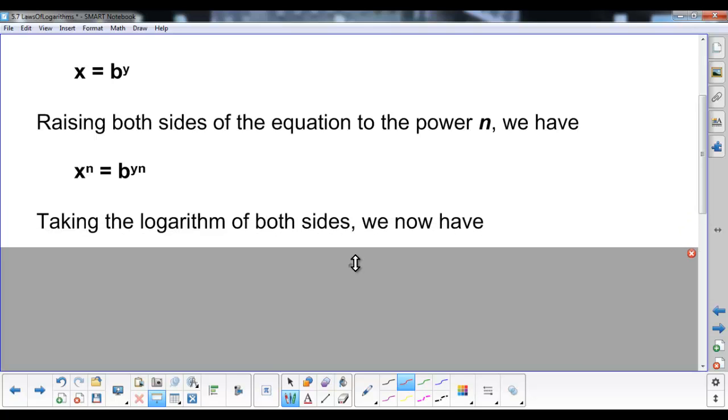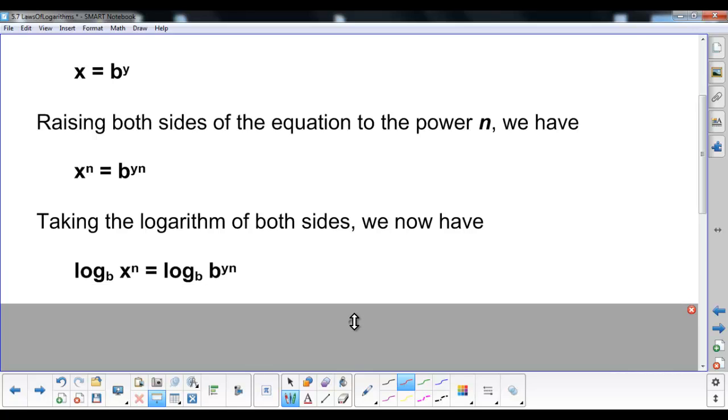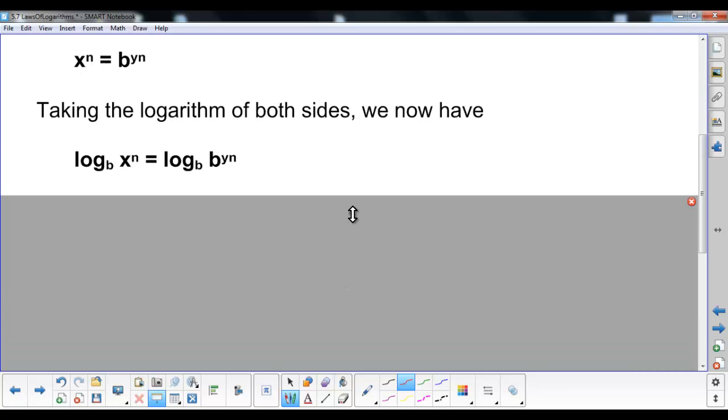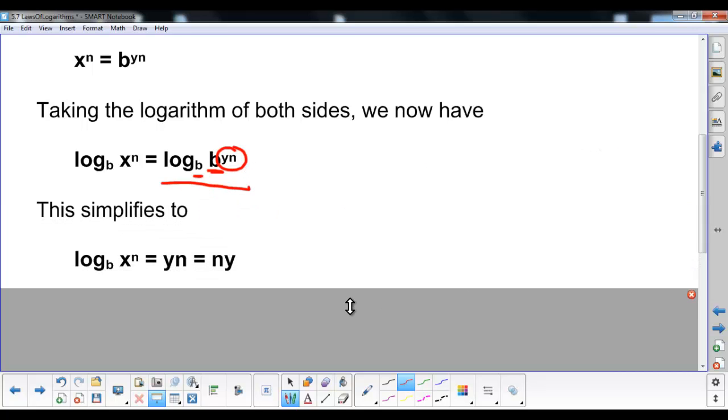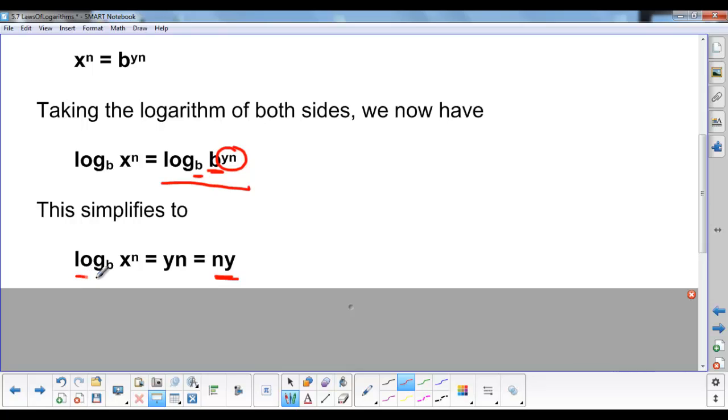Now we'll take the logarithm of both sides. So that'll look like log with base b, and our argument is still x to the power of n, and then log base b of b to the power of yn. Using the rules that we've learned in the last lesson, we can simplify the right side because the base of our argument is equal to the base of the logarithm. So our answer on the right side is just going to be yn. And again, yn can be rewritten as ny. Okay, so what we have now is log x to the n base b equals ny.